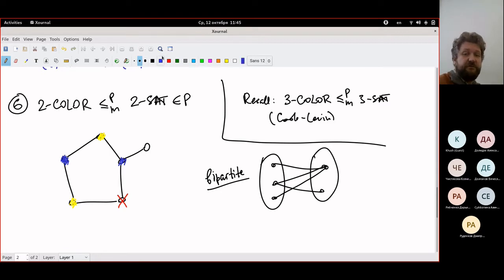Because, for example, this one is going to be the blue side, and this one is going to be the yellow side. So graphs which are colorable in two colors are the same as bipartite graphs, just by definition. Okay. So how can you reduce two colorability to two SAT?